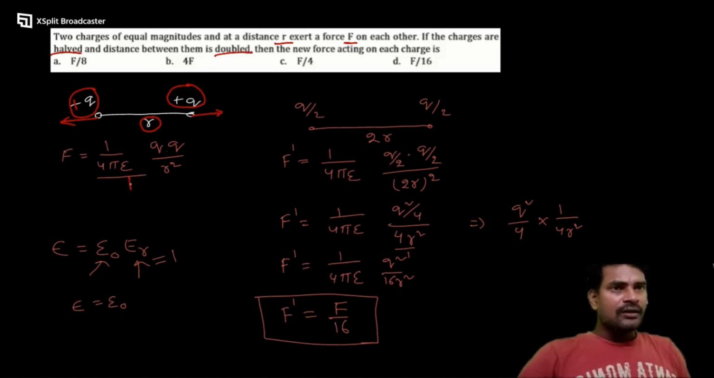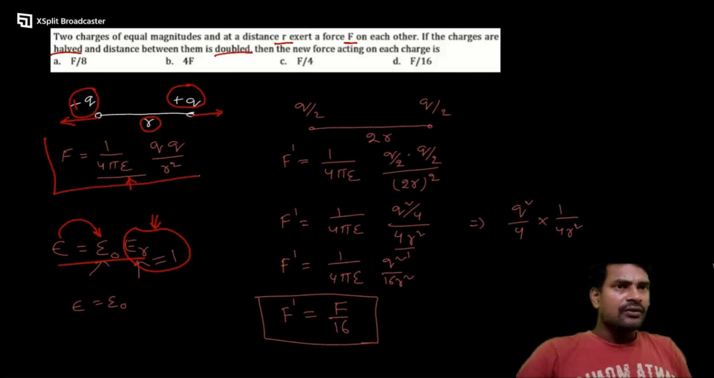Here epsilon is the permittivity. So this epsilon can be written as epsilon naught into epsilon r. For free space, this epsilon r will be equal to 1. So if he has given some medium having epsilon r with a different value, then you have to include it. Otherwise, you can write epsilon is equal to epsilon naught. Okay. So according to the problem, first condition, I got the force F is equal to 1 by 4 pi epsilon q into q by r square.